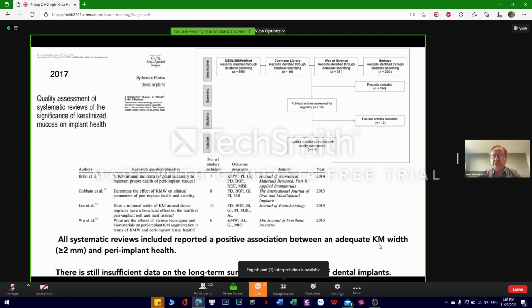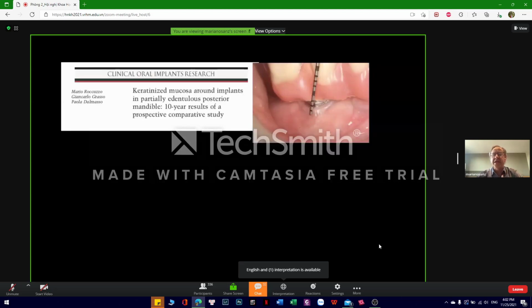So you see it's quite an ample number of studies that have dealt with this issue throughout the different years. And the conclusion is that all these systematic reviews have reported a positive association between an adequate width of keratinized mucosa, normally more than 2 millimeters, and peri-implant health. However, we still do not have enough data to evaluate the impact of the lack of keratinized mucosa on the survival of the implants. But what is clear is that when there is a lack of keratinized mucosa, we have problems maintaining the health around these particular implants.